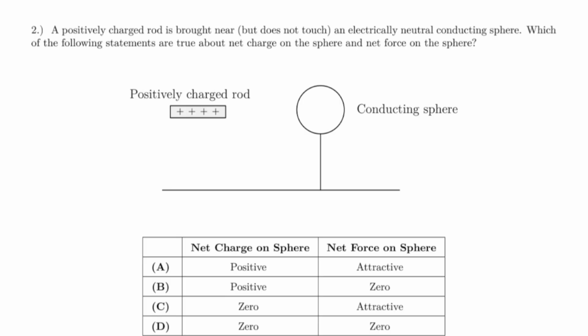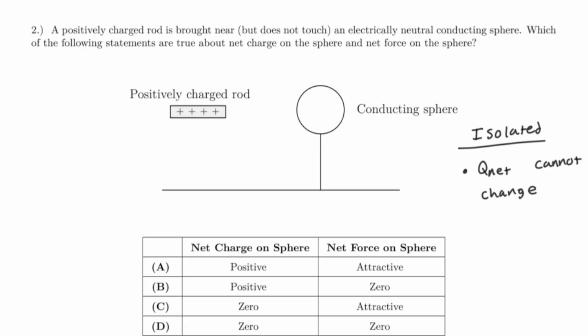All right, now we have a charging question. A positively charged rod is brought near but doesn't touch a conducting sphere that's initially neutral. Which of the following statements are true about the net charge and net force on the sphere? First of all, this conducting sphere is isolated, meaning there's nothing touching it. So the net charge cannot change. As a result, I know for sure that the net charge on the sphere is going to be 0, because if it starts with no charge and is not connected to anything, there will not be a net charge.